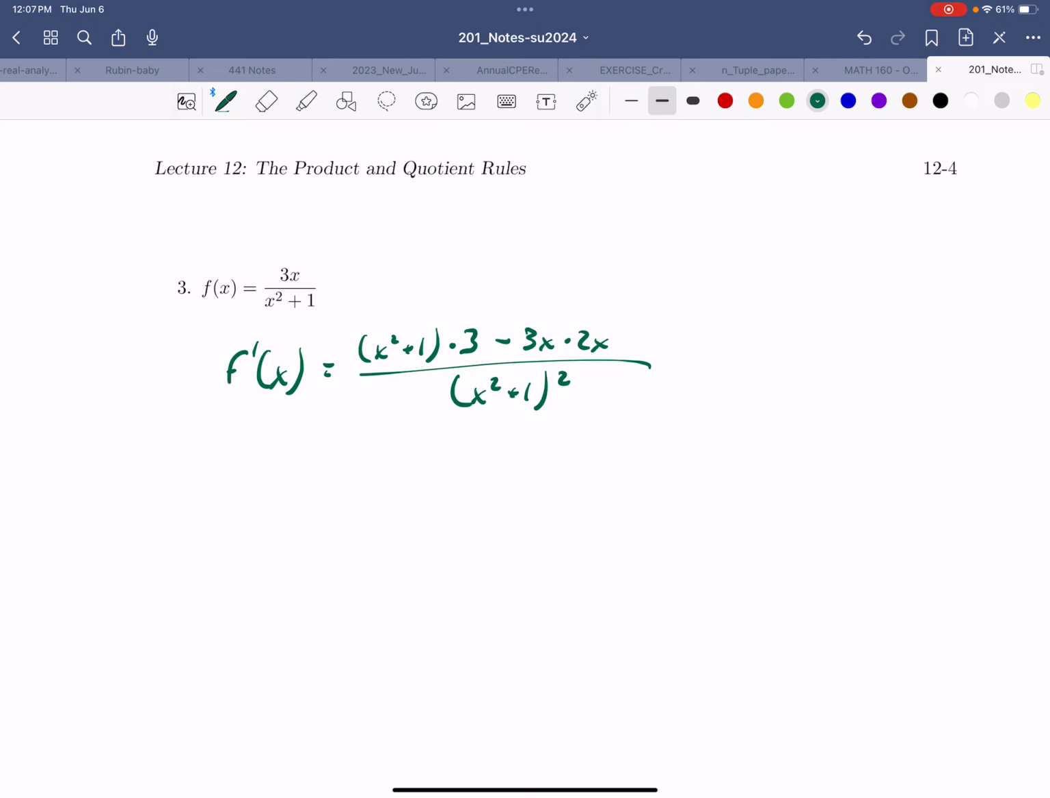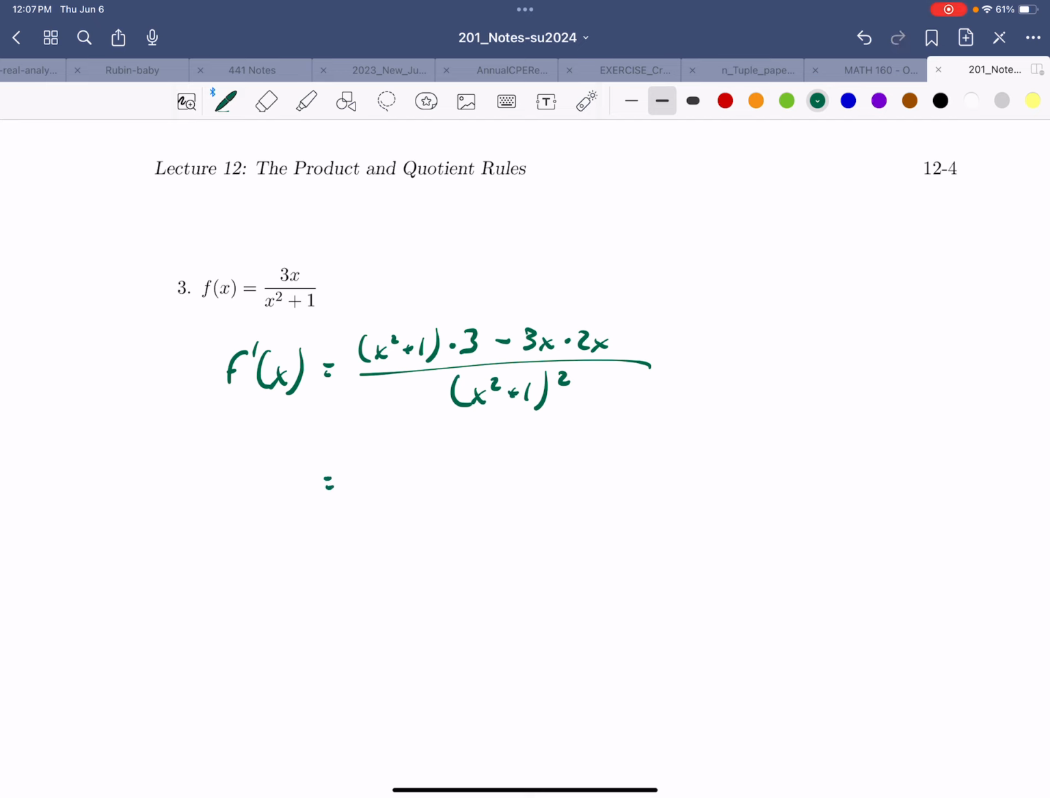One way you should not simplify, I see students do this sometimes. They just go like, oh, look, I can take this out, and we're good. No, you cannot. You'd also have to divide this by x squared plus 1. You can't automatically simplify. You have to be a little bit more careful.